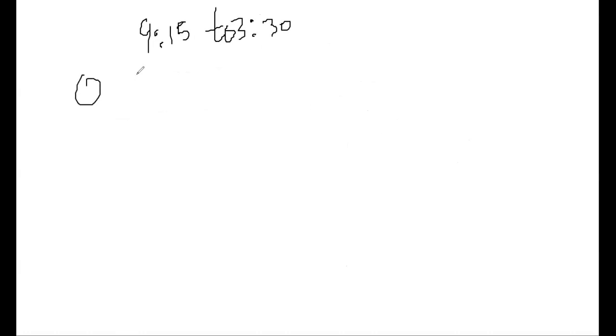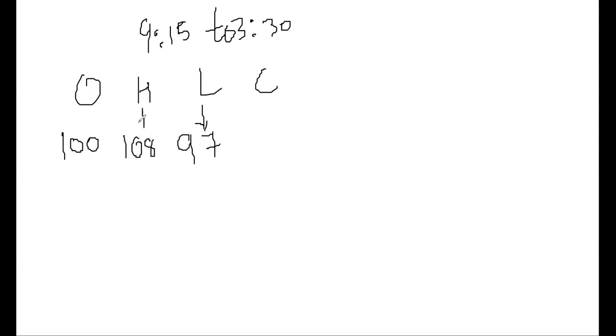OHLC. O stands for opening price. So let's say in the morning the stock opened the day at 100 rupees, made a day low of, let's say, 97. So this L stands for day low, and made a day high of 108. So this H stands for day high, and finally closed at 105. So C stands for closing price. So OHLC: open, high, low, close.